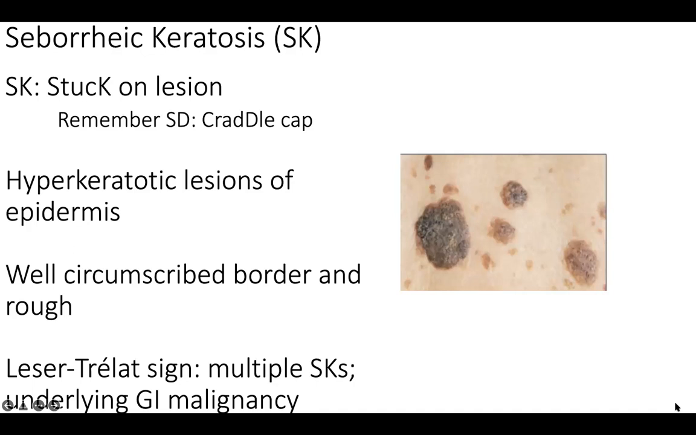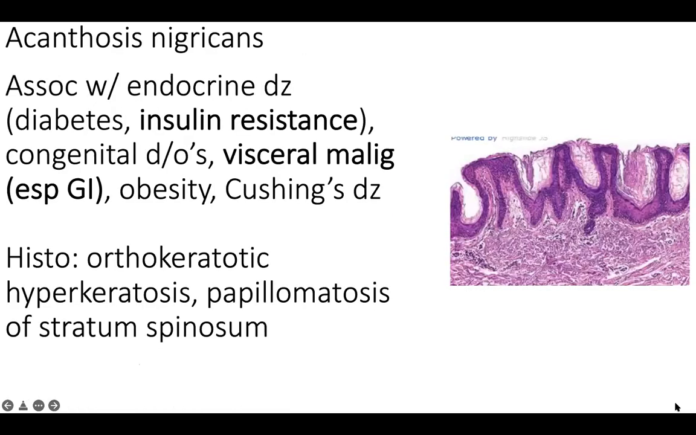If you see a bunch of SK show up all at once, that's called the Leser-Trélat sign. So multiple appearing could mean a GI malignancy. So you need to be on the lookout for that. Acanthosis nigricans is associated with endocrine disorders like diabetes or insulin resistance. And it also could be, again, a visceral malignancy like GI, or obesity, or Cushing's disease.